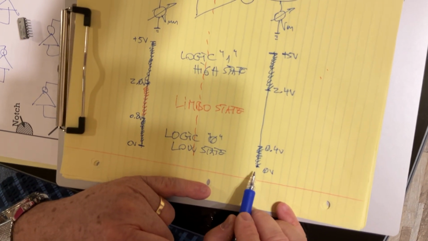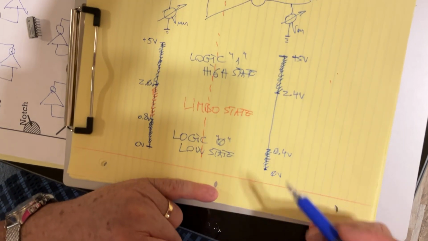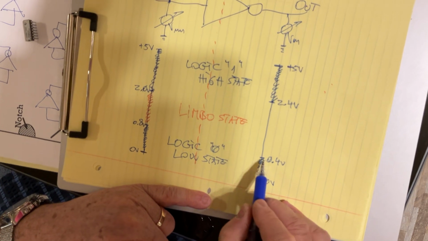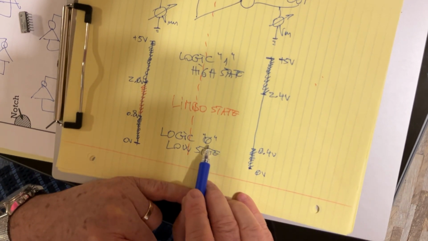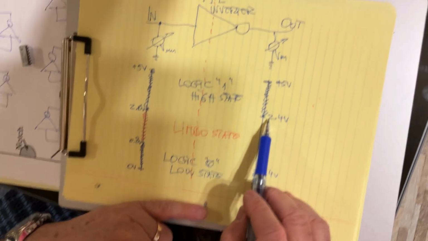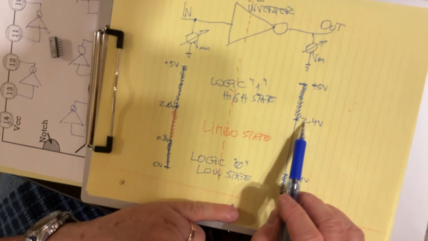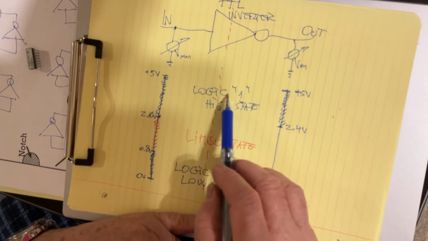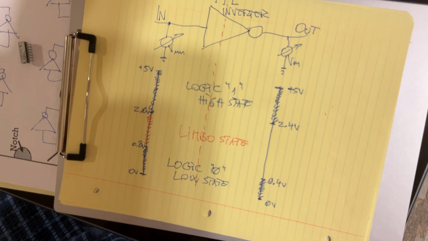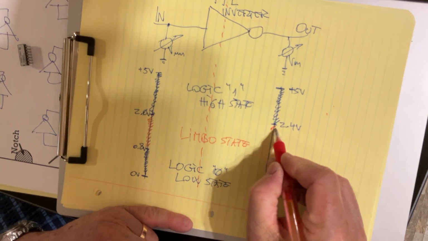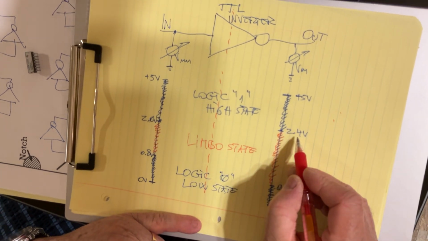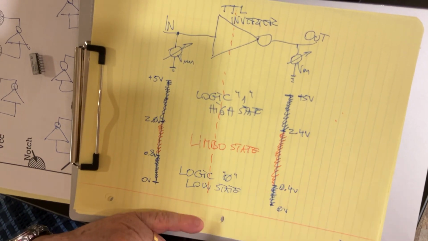So for the output, if you put a voltmeter at any output, remember we measure something like 0.38. Anything between 0 and 0.4 at an output is considered the logic 0 or the low state. And anything bigger than 2.4, not 2 volts like for the input, 2.4 this time, up to 5 volts, is considered a logic 1. And if you put your voltmeter at the output and you measure anything between 0.4 and 2.4 volts, this is going to be the limbo state.